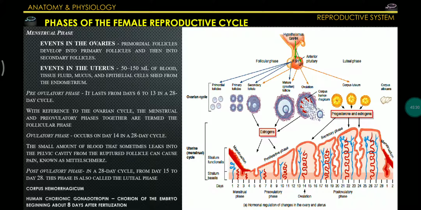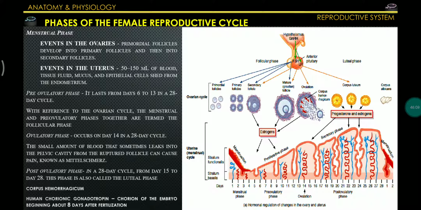The pre-ovulatory phase lasts from day 6 to 13 in a 28-day cycle. A small amount of blood sometimes leaks into the pelvic cavity, and in the follicular phase the primary follicle develops into a secondary follicle, and then into a mature Graafian follicle. And in the uterus there will be construction of a stratum functionalis layer in the endometrium by the estrogen.